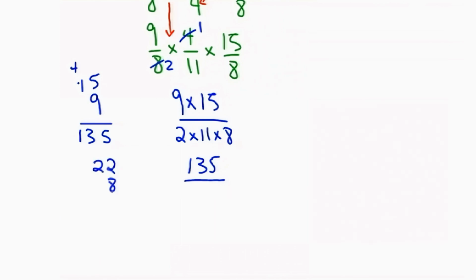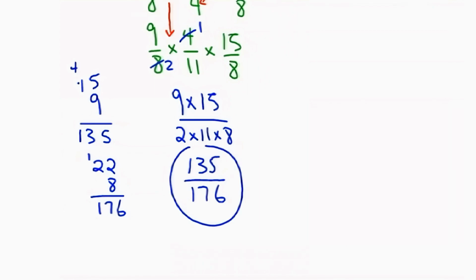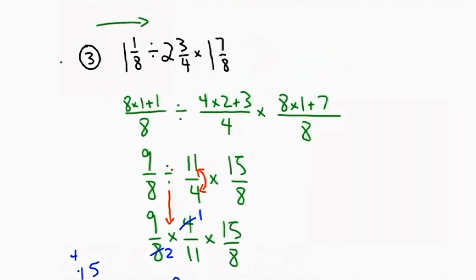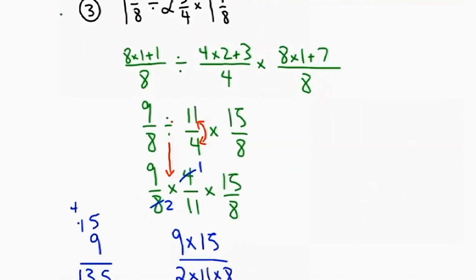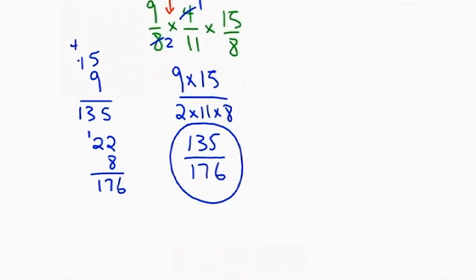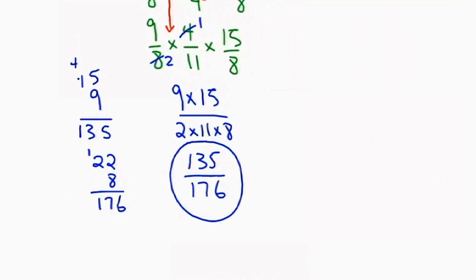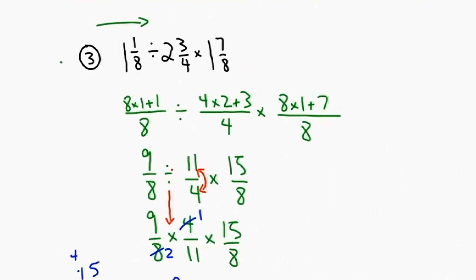So I'm going to have 22 times 8. 2 times 8 is 16. 2 times 8 again is 16, plus 1 is 17. So we have 135 over 176. Sort of a strange fraction, but the idea here is to practice our operations with multiplying and dividing mixed fractions. So 135 over 176 is the answer to the third practice problem. So that should give you a good idea of whether you understand.